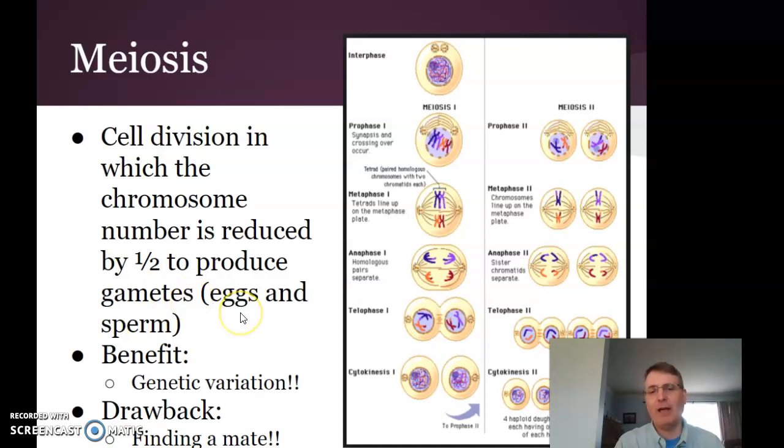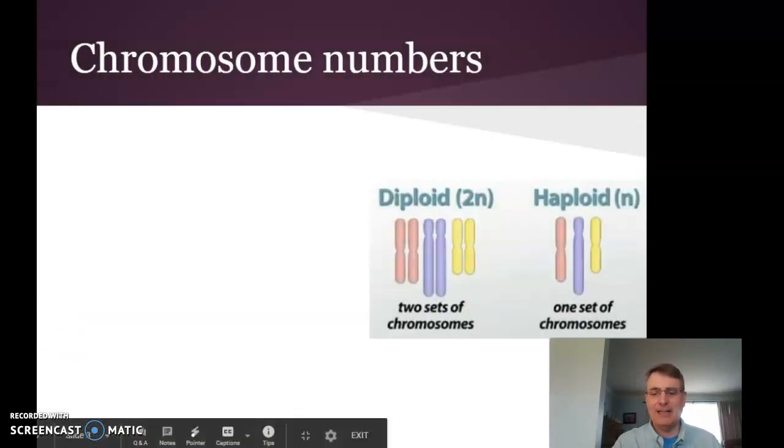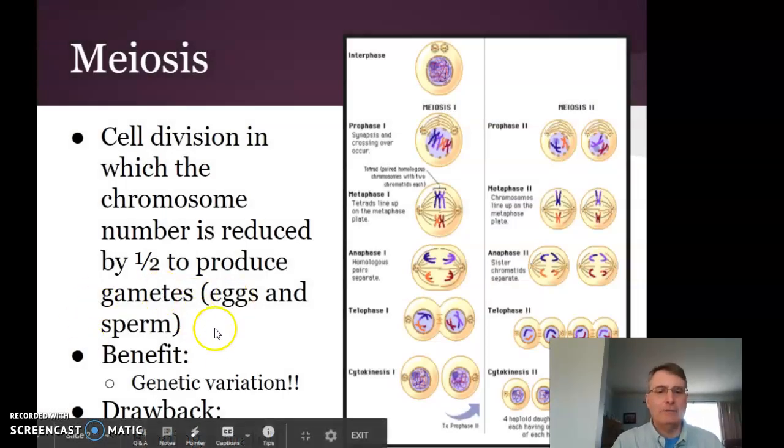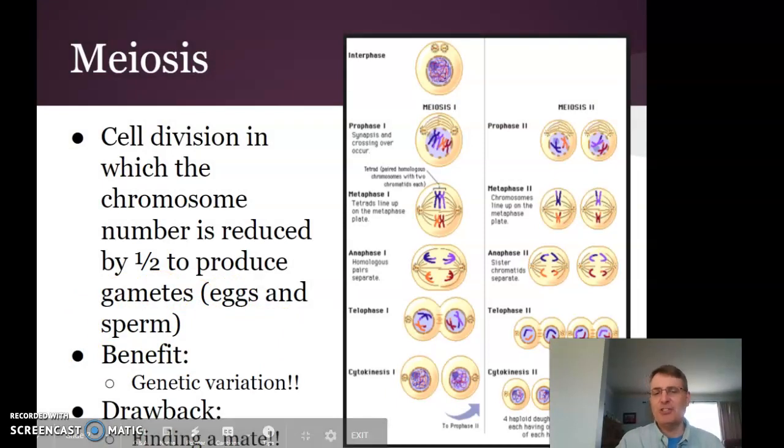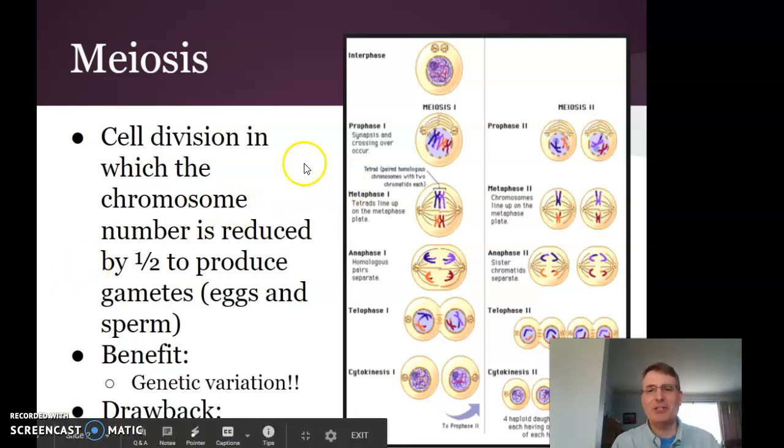So your sperm will have half the amount of DNA that your regular cells have if you're male, and if you're female, your eggs will have half the number of chromosomes as well. There is some benefit to that. We get some genetic variation, so you're not just giving your parents' chromosomes, you're giving a mixture of your parents' chromosomes. And that's combining with a mixture of your spouse's parents' chromosomes. The only drawback is finding a mate; for sexual reproduction, you need two.